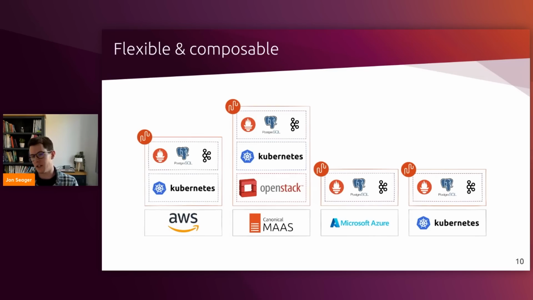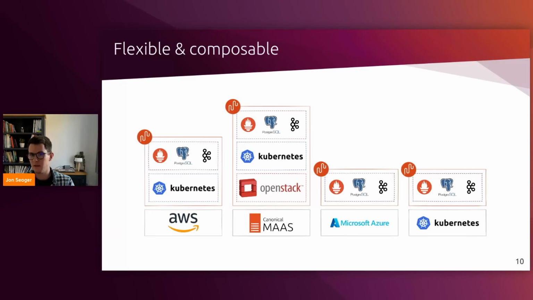So this is a slide to illustrate how flexible Juju is. There's a few different scenarios here. On the far left, you see an AWS backing cloud where Juju has deployed Kubernetes on a set of VMs. And then on top of that Kubernetes, it's deployed Prometheus, Postgres, and Kafka. And then we move across to the second in from the left, Canonical NAS.